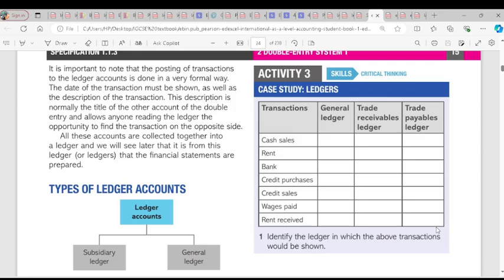Yes. Rent. What does rent represent? You make payment for rent. You paid rent. Is it going to be in the general ledger, trade receivable, or trade payables? It's the same account as general ledger. So what does rent represent? You paid rent. Expenses. Expenses, right? Pause the video.